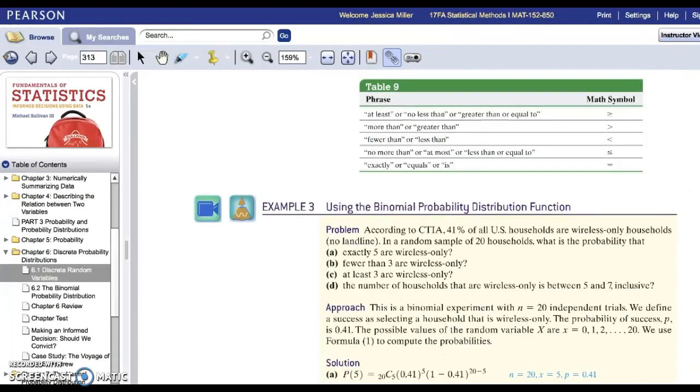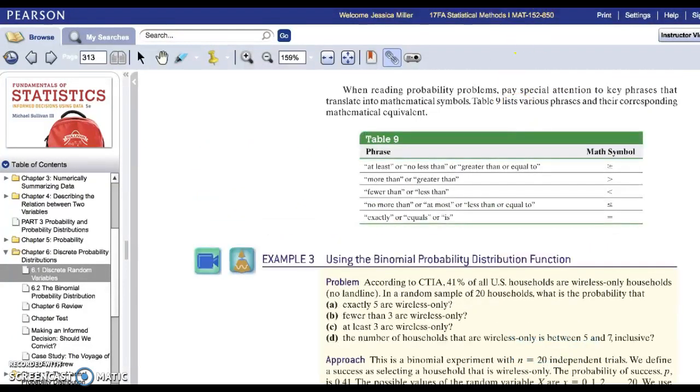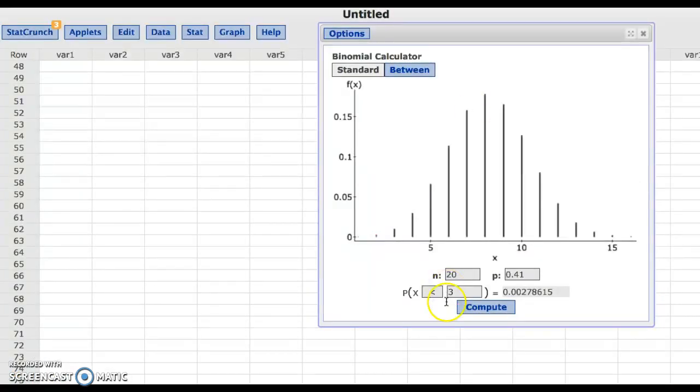For our third part, part C, at least 3. So think about at least 3 means 3, 4, 5, 6, all the way through 20, or greater than or equal to 3. Okay, so notice at least 3, it highlighted all of this part and up. It's a pretty big probability, 0.997.